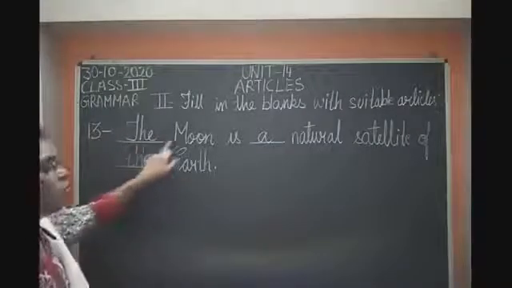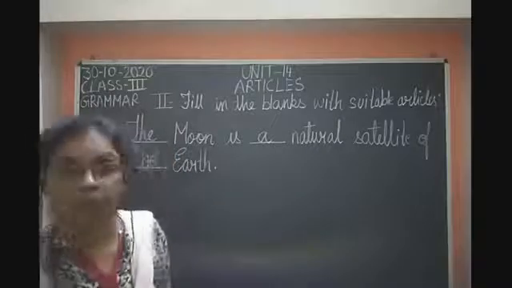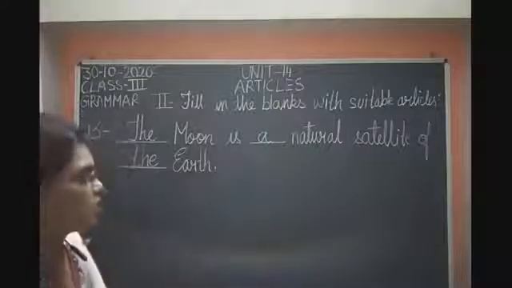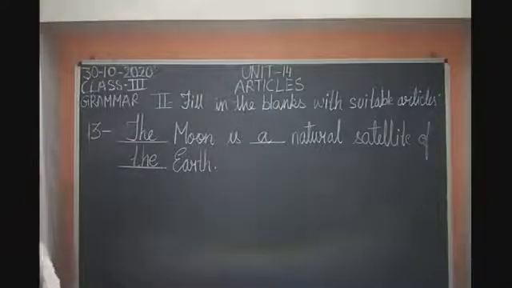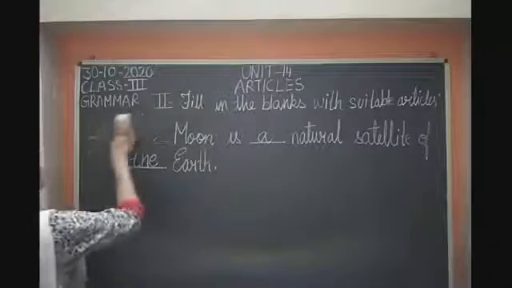The moon, earth, stars, sky — ये सारी चीजें बेटा क्या है? Unique है. तो unique चीजों के आगे हम हमेशा क्या use करते हैं? The. So I hope all of you have written, students. Now I'm going to erase this and write the 14th one.